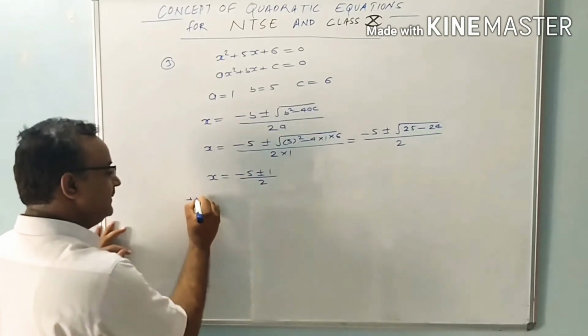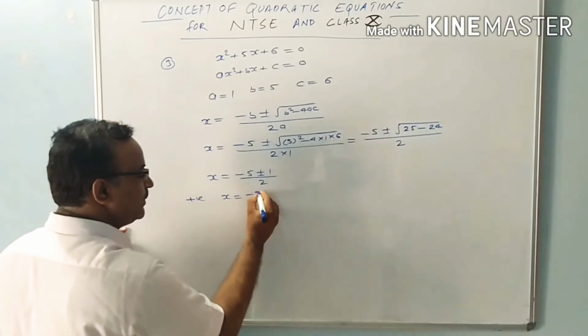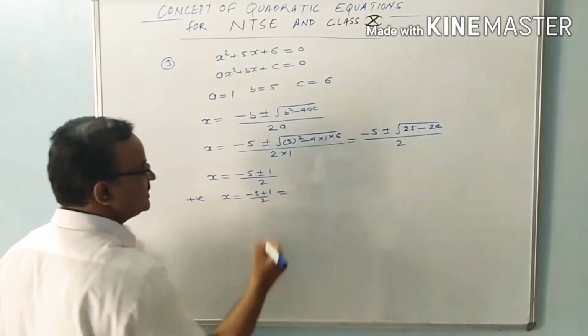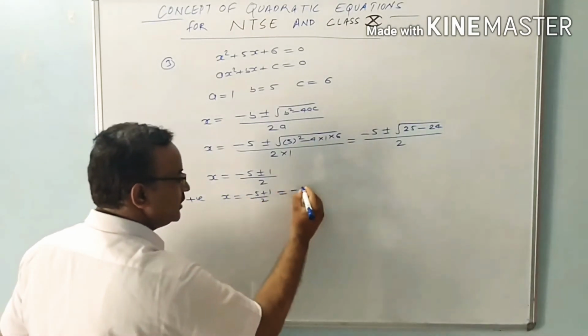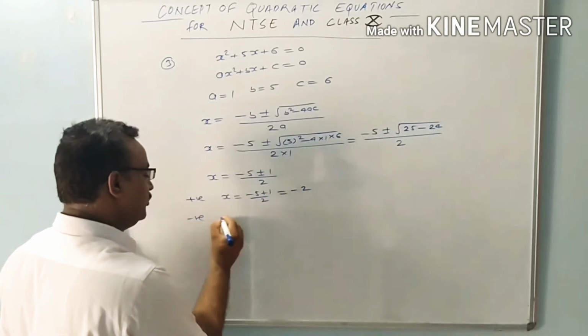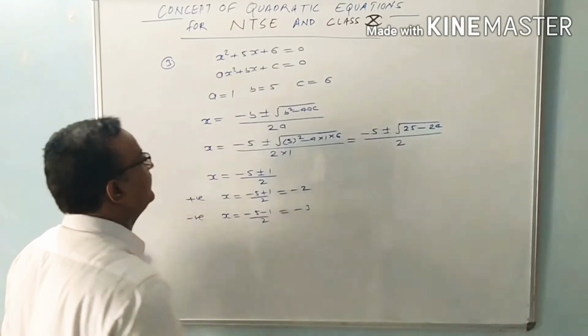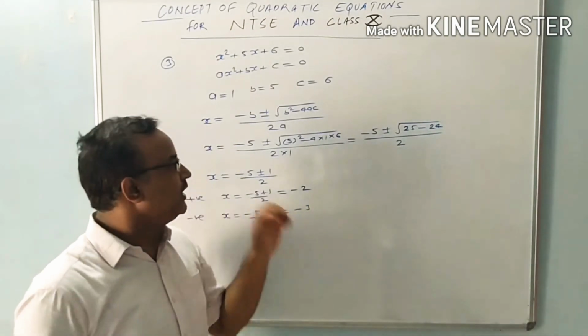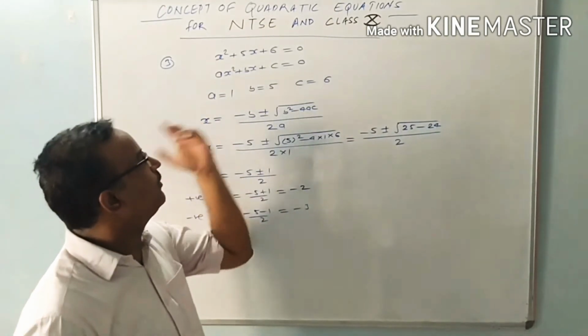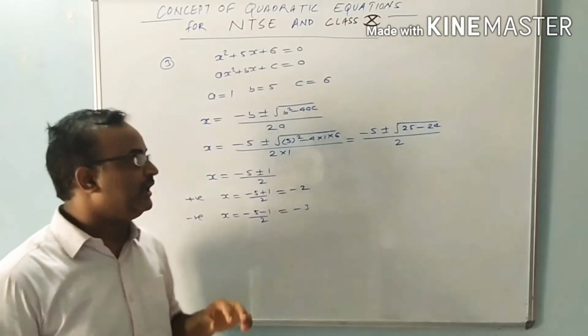When we take the plus sign, x is equal to minus 5 plus 1 by 2, so it is minus 2. Then when we take the negative value, x is equal to minus 5 minus 1 by 2, so it is minus 3. These are the two roots, and these are the two zeros of the given quadratic equation.